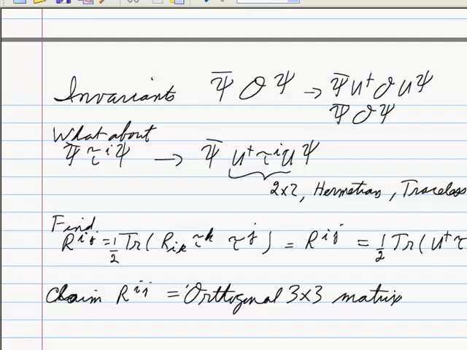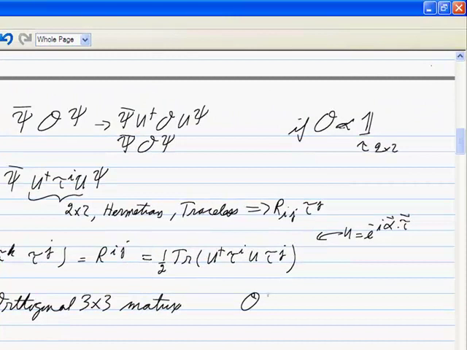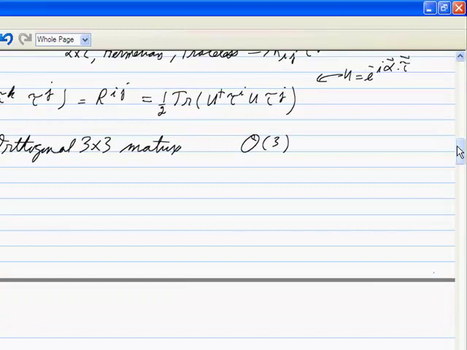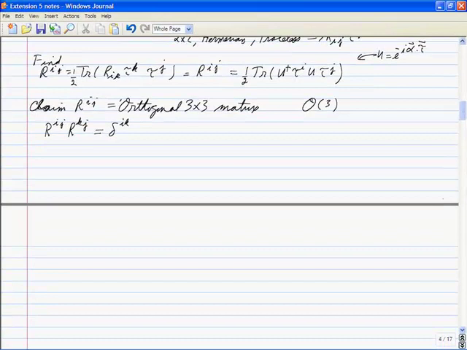Which is, that's a rotation matrix. So this is the group O3. And so what does that imply? An orthogonal matrix R_ij satisfies R_ij R_kj should equal delta_ik, summed over j. That's the definition of an orthogonal matrix. Okay, so rotation matrices are examples of that.